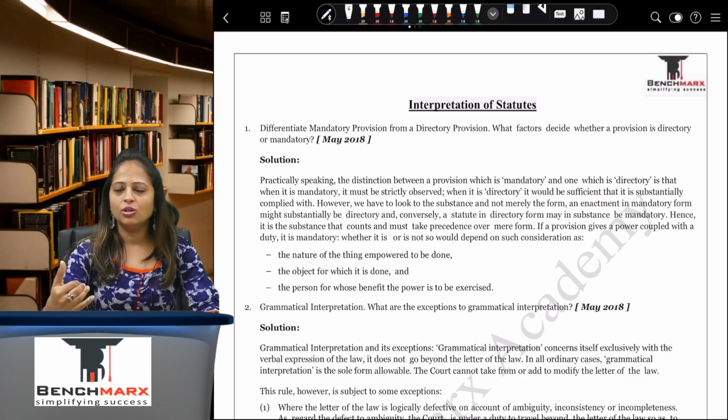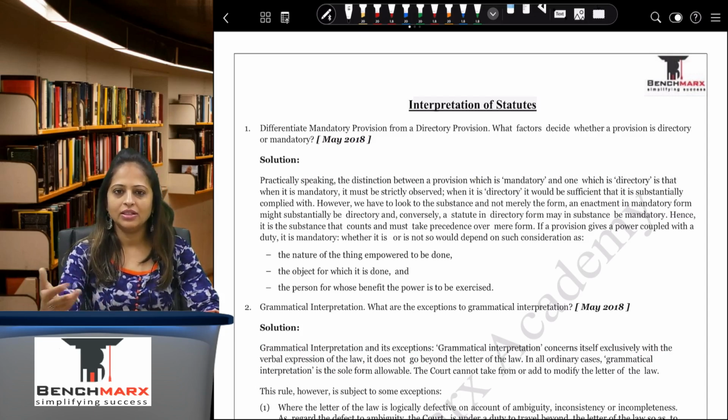unless you are extremely clueless about the rules of interpretation, what is primary, what is secondary, how are definitions or foreign decisions used. If you are completely unaware, then it may be difficult for you, but if you have read these concepts, if you know these concepts, you can write it in your own words and it will be much easier to write.